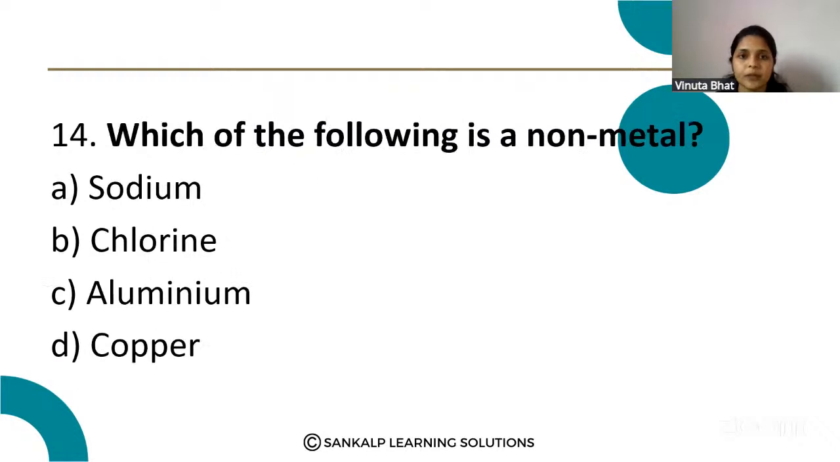Next question. Which of the following is a non-metal? Sodium, chlorine, aluminium, copper. Sodium is a metal, aluminium is also a metal, copper is also a metal, but chlorine is not a metal. It is a non-metal.